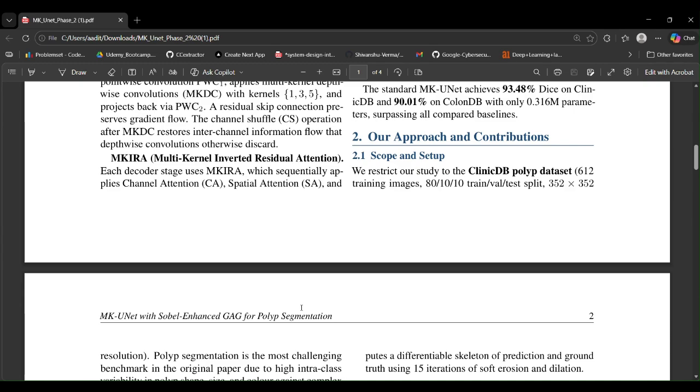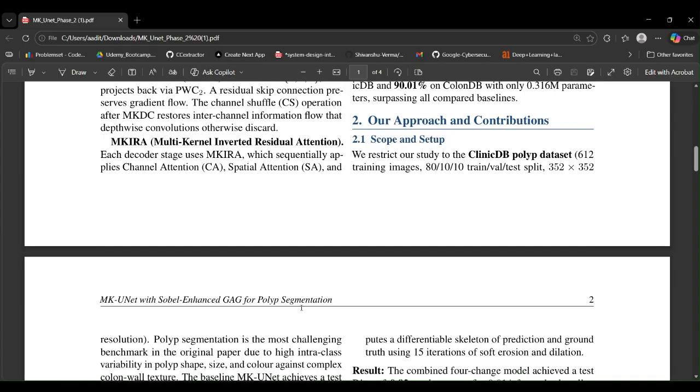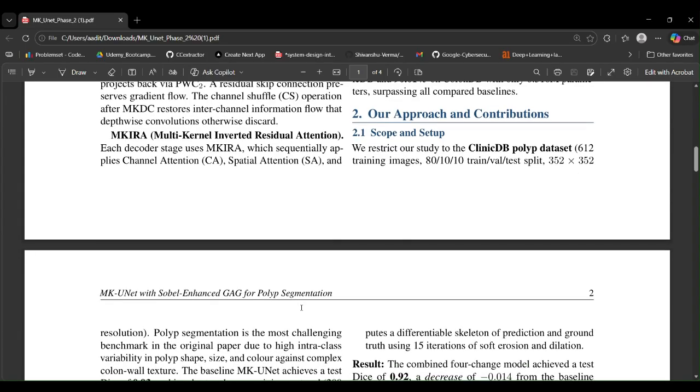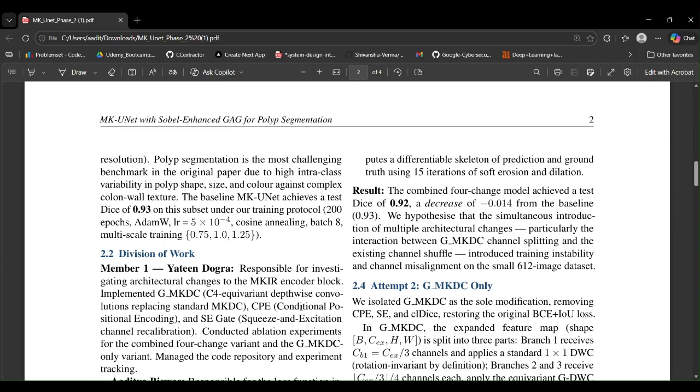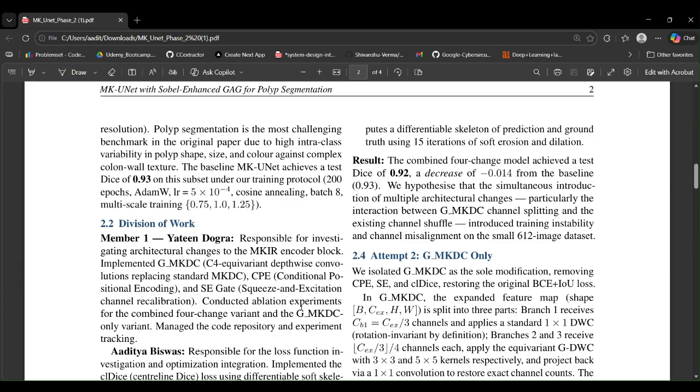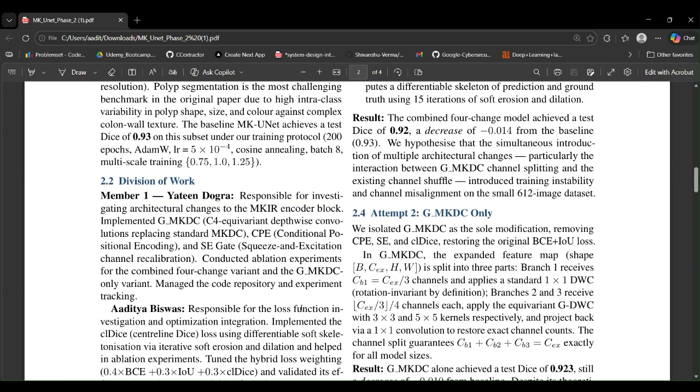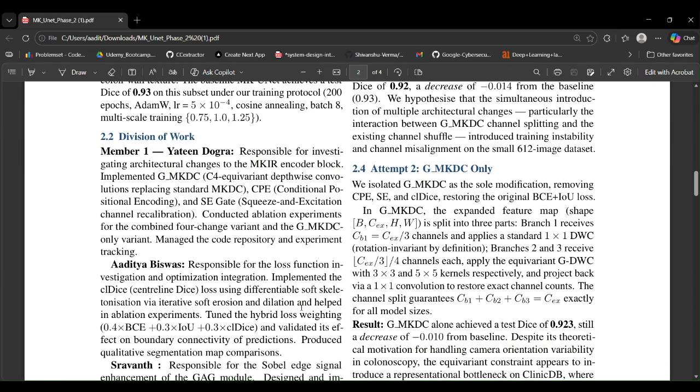So we have used the ClinicDB polyp dataset with an 80-10-10 train, val, test split ratio. Polyp segmentation is one of the most challenging benchmarks in the original paper due to high intra-class variability in polyp shape. The baseline MK-UNET also achieves a test dice of 0.9348 on this subset under our training protocol. So now let's move to our attempt.